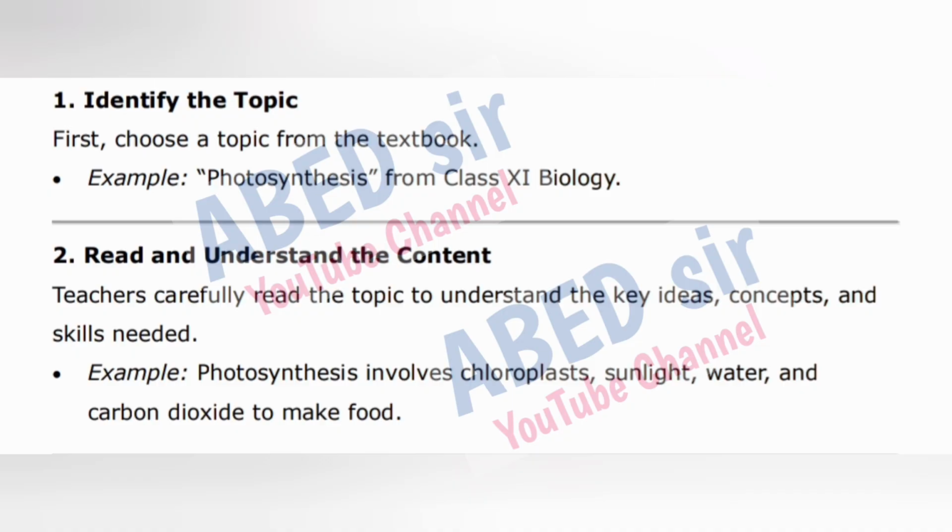1. Identify the topic. First, choose a topic from the textbook. Example: photosynthesis from Class 11 Biology. 2. Read and understand the content. Teachers carefully read the topic to understand the key ideas, concepts, and skills needed. Example: photosynthesis involves chloroplasts, sunlight, water, and carbon dioxide to make food.